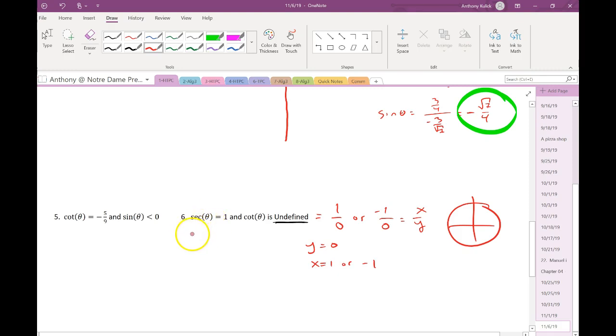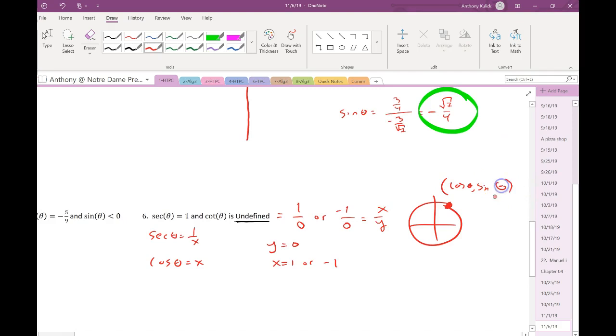Secant is the same as 1 over cosine. So I know that secant is equal to 1 over x, because cosine is just equal to x on the unit circle. When I'm saying x and y, what am I talking about? The ordered pairs of the points on the unit circle? Yes? Like, this point is cosine theta comma sine theta. Right, where that's theta. Right? You guys remember that? So like that's my x and that's my y.